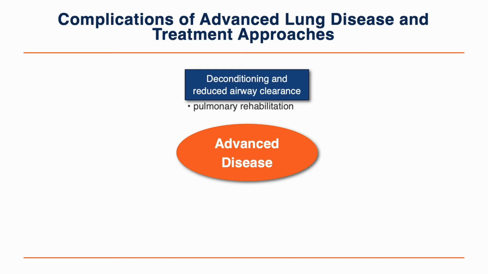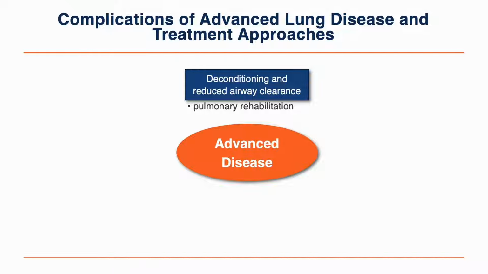So I want to review just a few of the complications of advanced CF lung disease and some of the treatment approaches that have been developed. So we think about advanced disease as this FEV1 under 40% of normal. How can we go after this to try and preserve lung function and prolong survival?